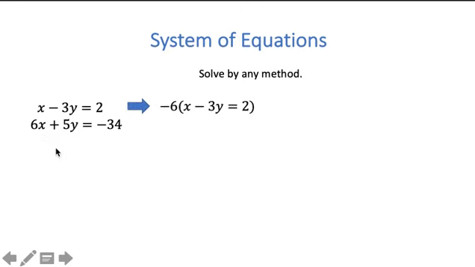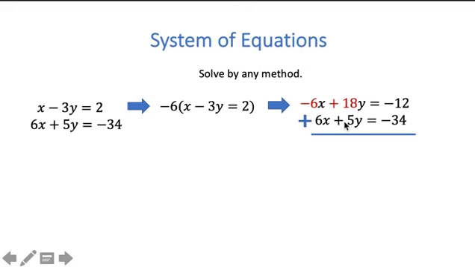So what I want to do is multiply the first equation by -6. When I do that, I get -6x plus 18y equals -12, multiplied every term by -6. The bottom equation didn't change. Now, when I add these together, the x terms are going to cancel, and I end up with 23y is equal to -46, which means y is equal to -2.